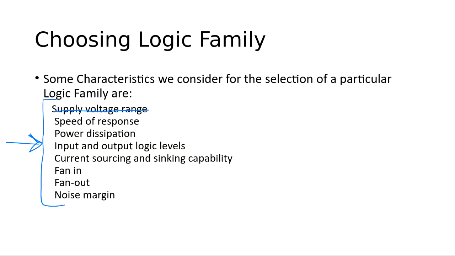Speed of response means you give input and in how much time you receive the output. That is the speed of response. Power dissipation means power consumption. Then input output logic levels, current sourcing, fan in, fan out, noise margin. All of these parameters you need to consider before selecting an IC. These are the electrical or electronic parameters. Parameter means properties of the ICs which you consider while selecting the IC.